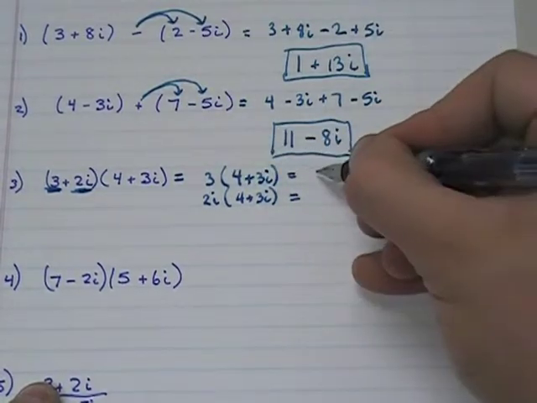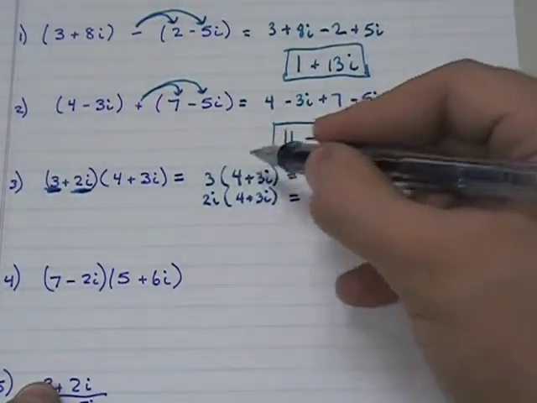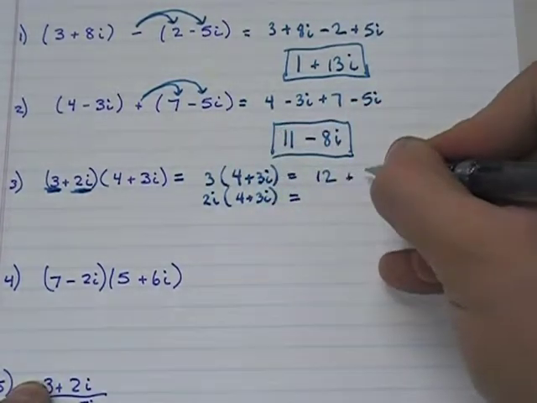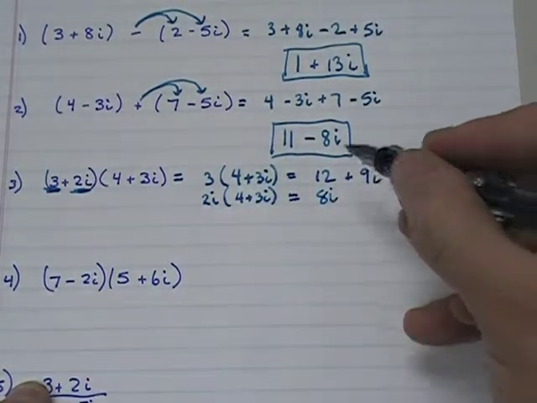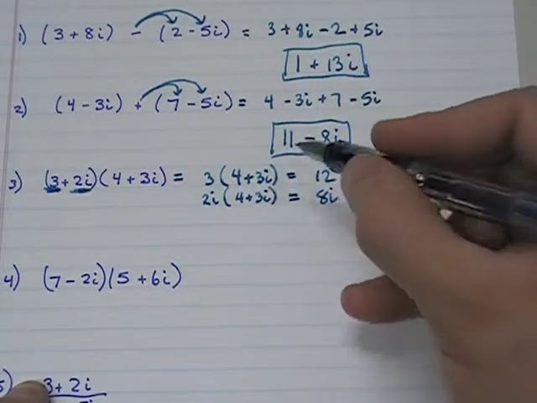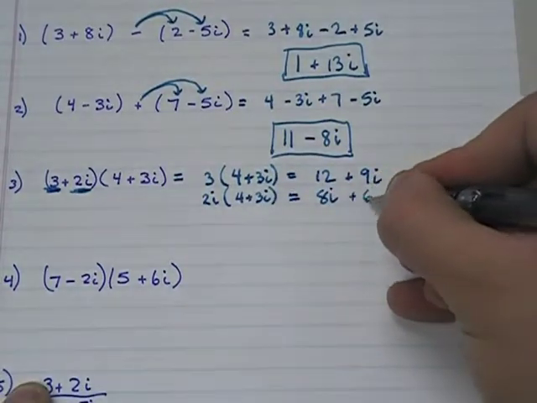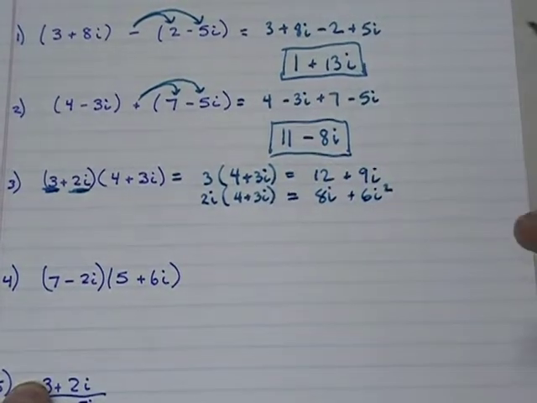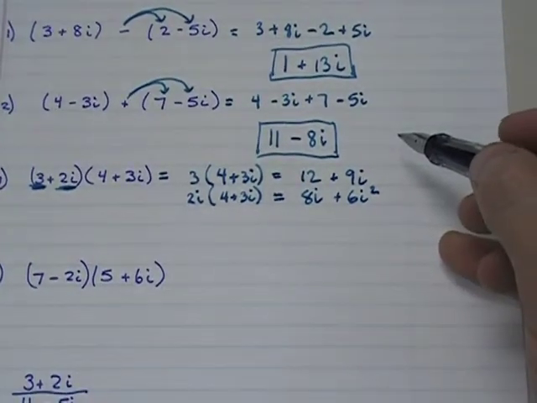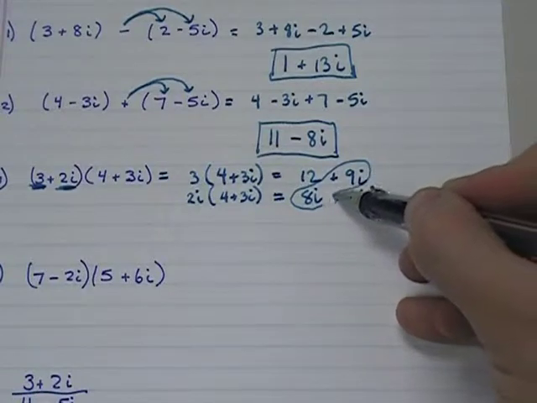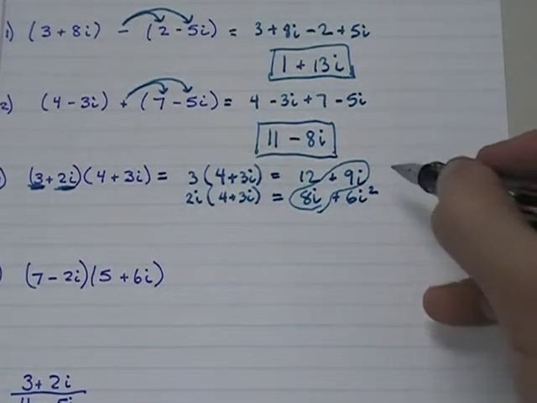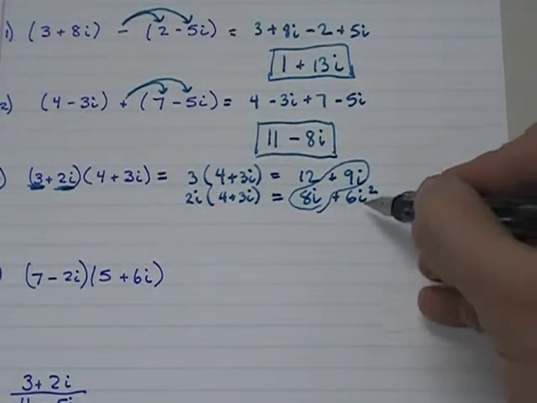Well, 3 times 4 is 12. And 3 times 3i is 9i. And 2i times 4 is 8i. And 2i times 3i is 6i squared. Now, first things first, we want to combine like terms. 8i and 9i are like terms. Those can be combined. But the other thing is this i squared.